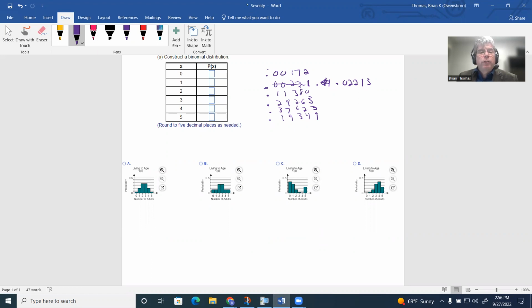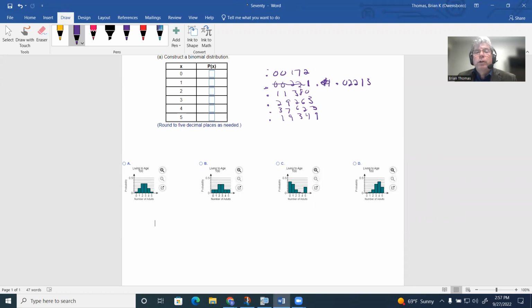So from there, we're asked to identify the histogram that goes with that. So notice how when x is 0, we have like 0.0017. So we know that's really small. So that kind of matches the first graph pretty good. 0.02, that still looks pretty good. Then we have like 0.11. Can't really tell on that so much. 0.29. So notice that those are not matching really well.